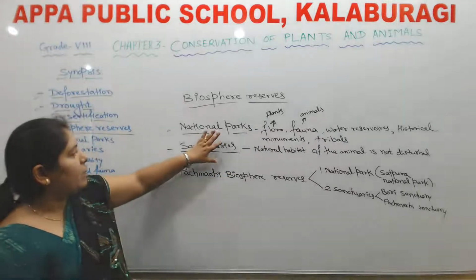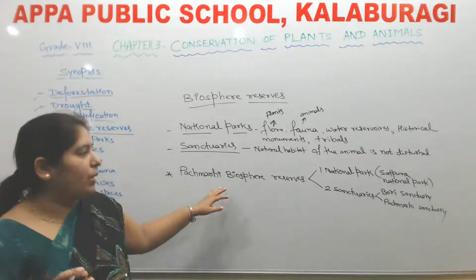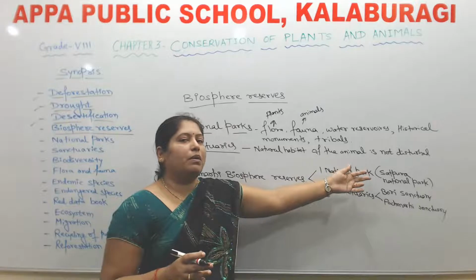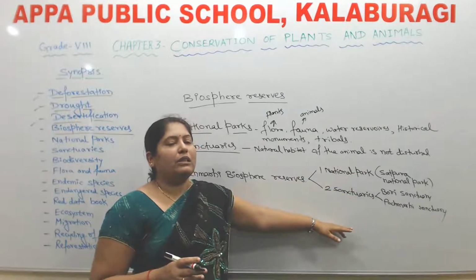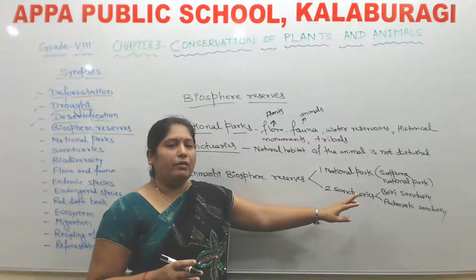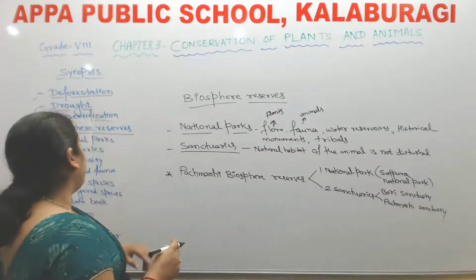So in this national park and sanctuary, just remember this Pachmari Biosphere Reserve, as I said just now, that it consists of one national park and two sanctuaries. One national park is nothing but the Satpura National Park. Two sanctuaries are the Bori Sanctuary and the Pachmari Sanctuary, right? This is about the biosphere reserves. Coming to the next one.